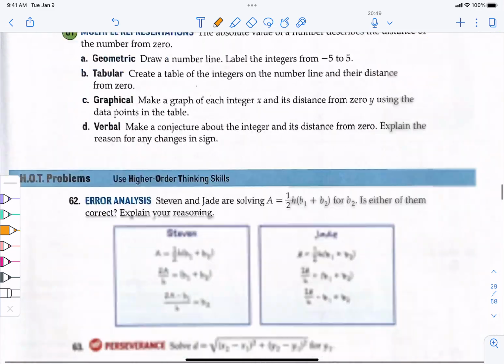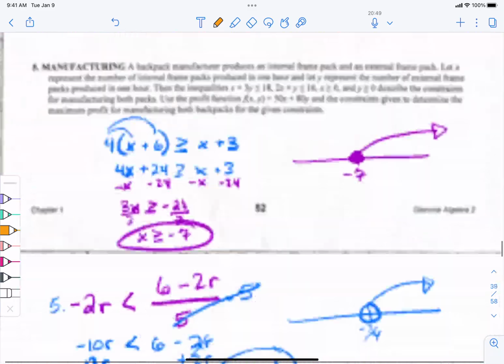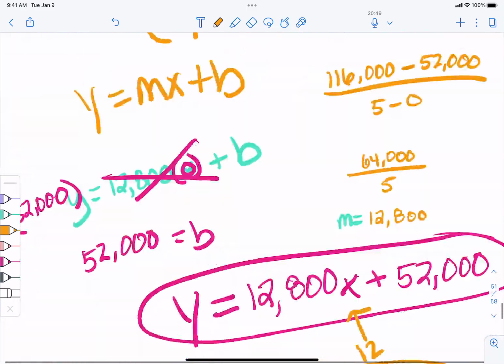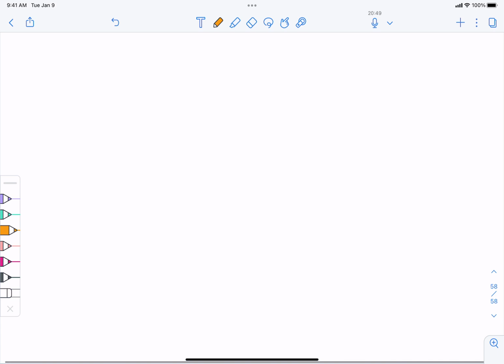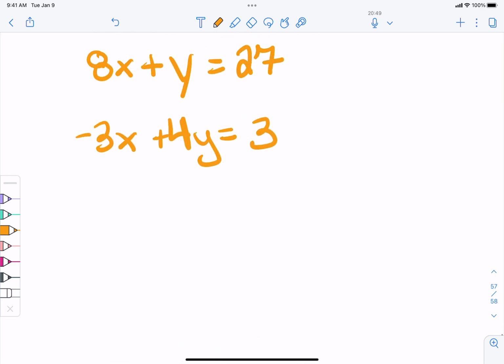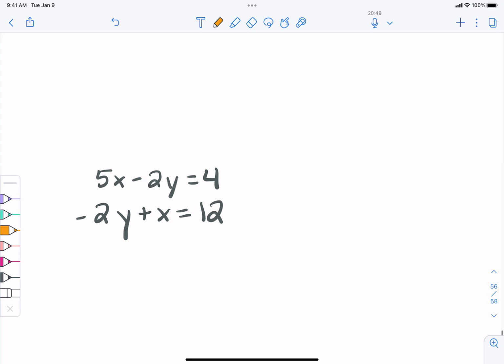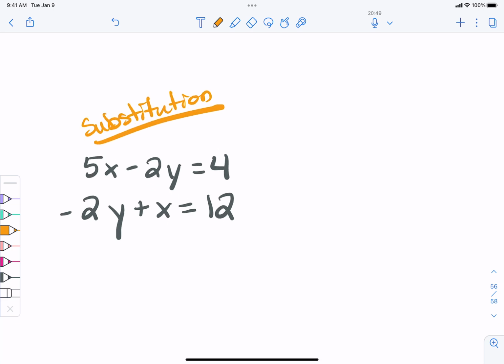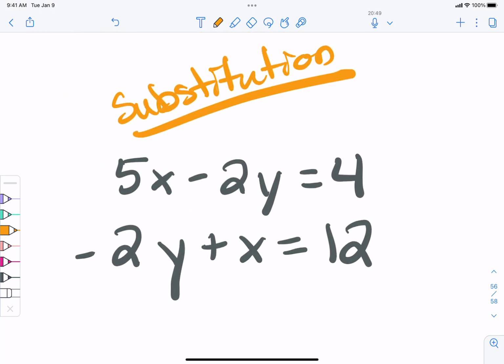Let me go scroll all the way down. So the 7th period has decided that maybe the stuff that's probably the trickiest is substitution and elimination. Just substitution. Yeah. So I did one of each, and I said, okay, let's do substitution first. Substitution on this problem. Okay?